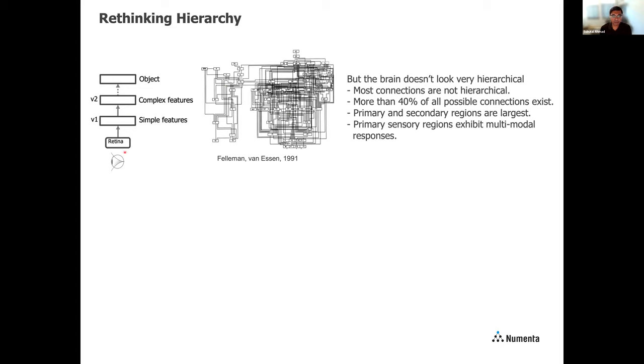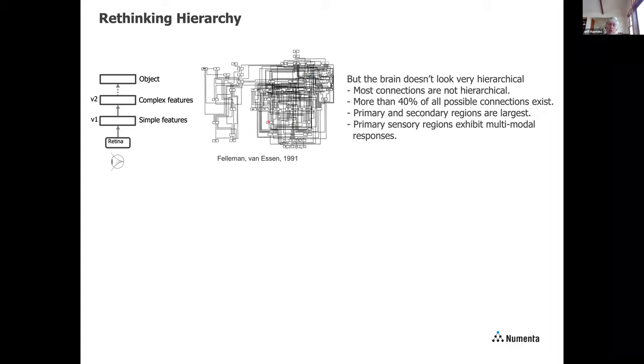There are way, way more connections, all these lateral connections and feedback connections and so on, way more than you need for just a simple hierarchy. Something like 40% of all possible cortical connections actually exist between regions. This was documented, I think, by Felleman and Van Essen in '91. So the connectivity is extremely non-hierarchical.